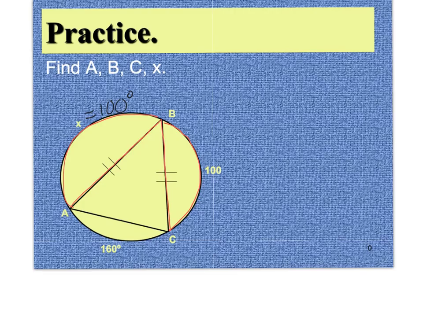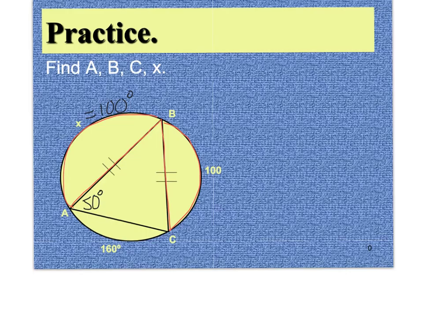I need to find the measure of angle A. So that is an inscribed angle. That's 1/2 the measure of its intercepted arc. So it intercepts arc BC, which is 100 degrees. So angle A is equal to 50.